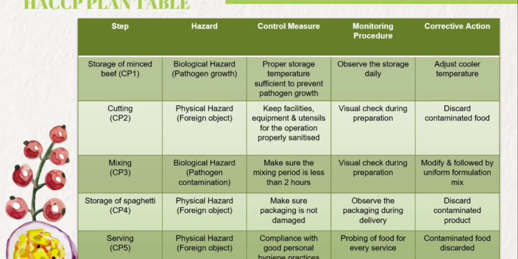CP4, we have storage of spaghetti. The hazard is physical hazard, which is foreign object. And the control measure is make sure packaging is not damaged. So the monitoring procedure is observe the packaging during the delivery. Corrective action is discard contaminated product. Lastly, CP5, which is serving. So the hazard is physical hazard, which is foreign object. So the control measure is compliance with good personal hygiene practices. And the monitoring procedure is probing of food for every service. Lastly, the corrective action is contaminated food discarded.